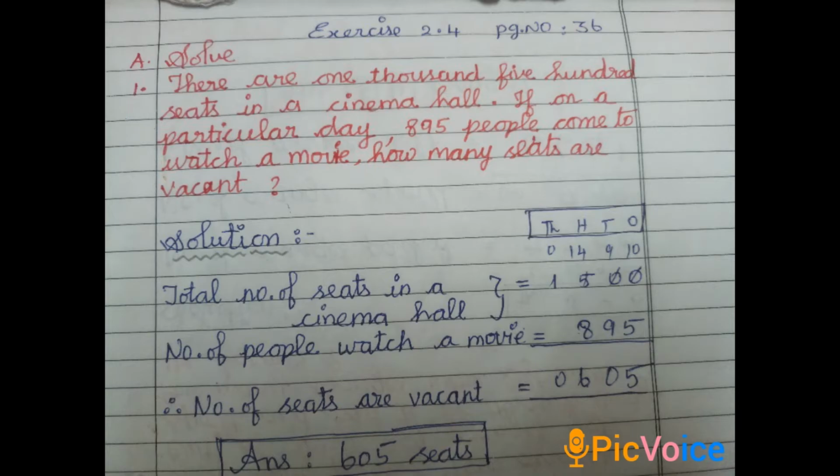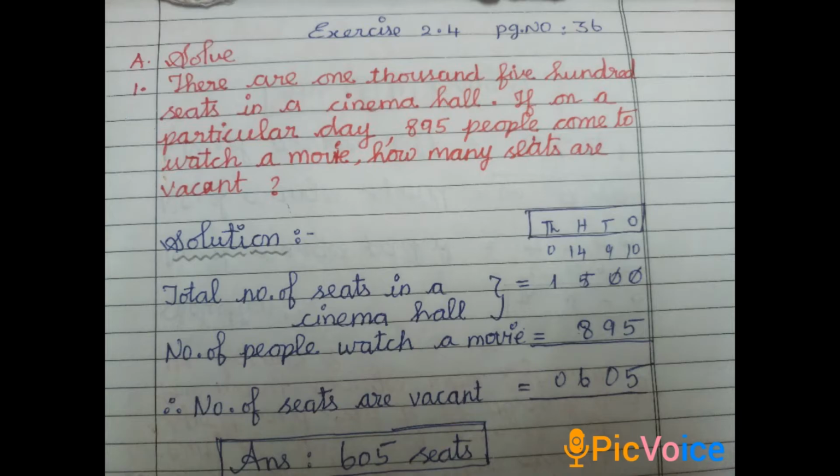895. Then how many seats were vacant? That is a question, so that will be coming in the third sentence. The first sentence will be: total number of seats in a cinema hall is equal to 1500. Second sentence is: number of people who watched a movie is 895. Third sentence is: therefore, number of seats vacant is equal to.